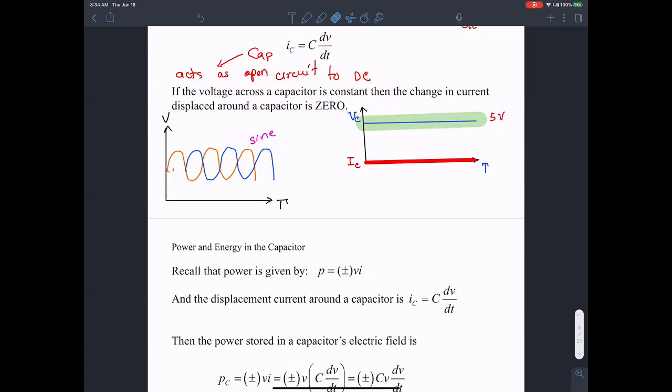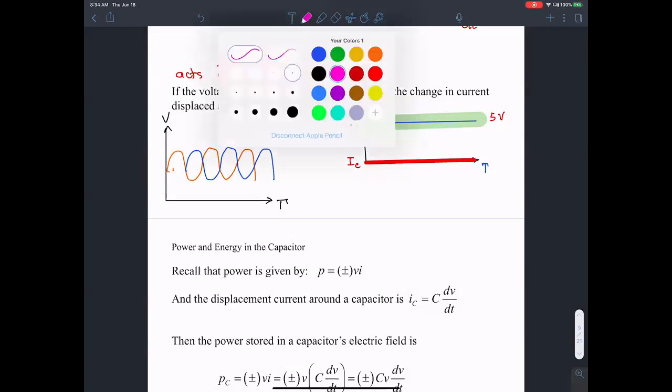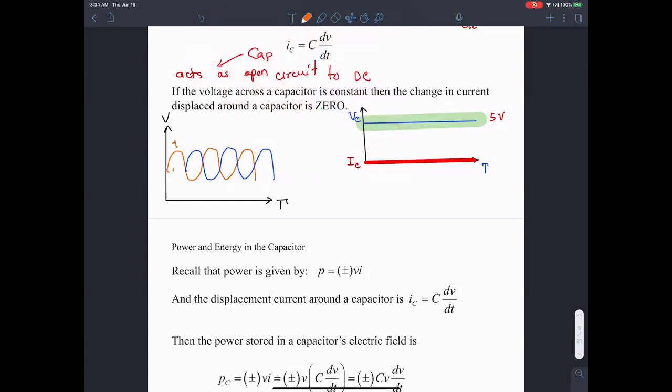So let's see, if the input voltage is this one, then the resulting current is the derivative of a sine wave. That's the current across a capacitance, which is really a cosine wave. Similarly, if the voltage is constant, then the current is zero. Really, the current is the derivative of the voltage.